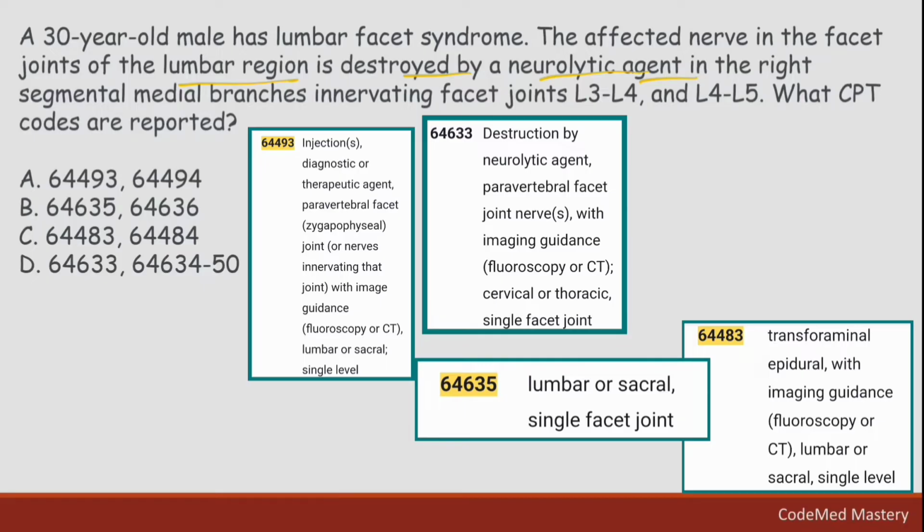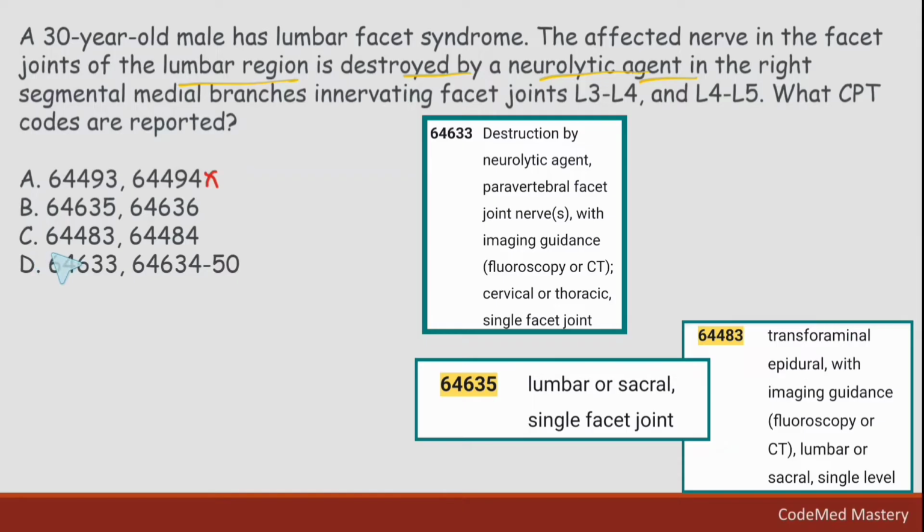We'll eliminate option A 64493 because that is for injection, diagnostic or therapeutic agent, paravertebral facet. But in the scenario they have mentioned the affected nerve in the facet joints of the lumbar region is destroyed by neurolytic agent. So it is not injection, diagnostic or therapeutic agent with imaging guidance, lumbar or sacral, right? So 64493 is wrong. So directly eliminate option A, because if one code is wrong, the entire option will be wrong. And we'll eliminate option C 64483 because that is for injection anesthetic agent, transforaminal epidural. So that is also wrong.